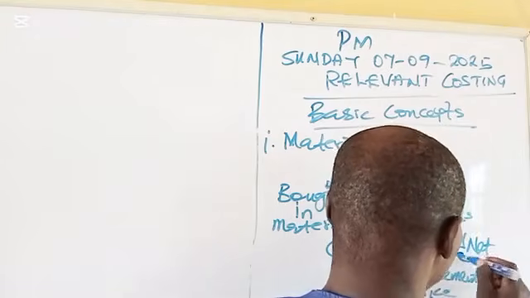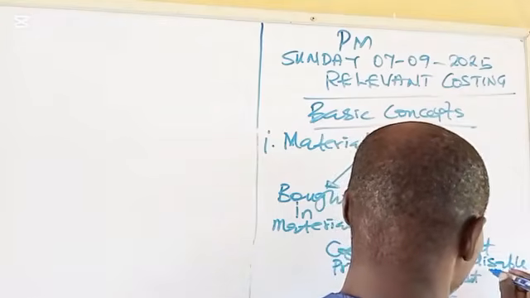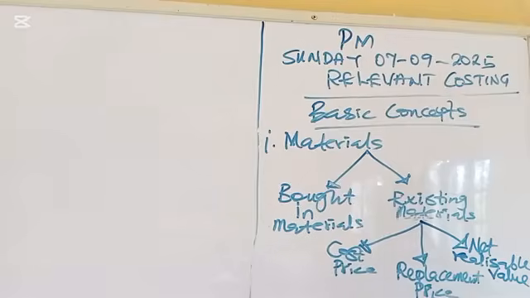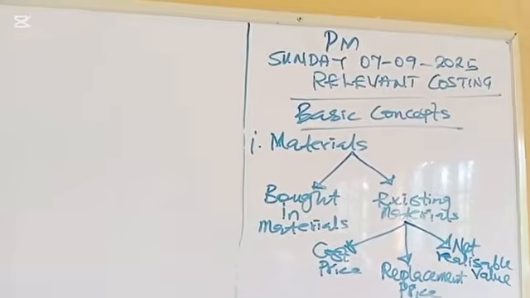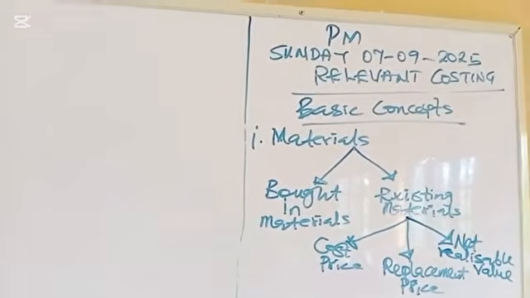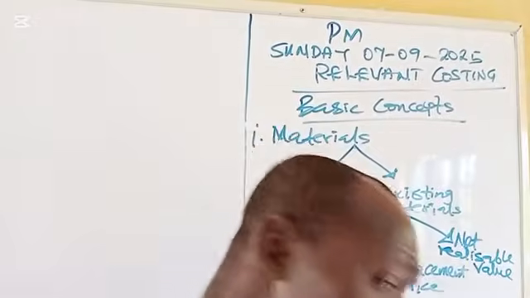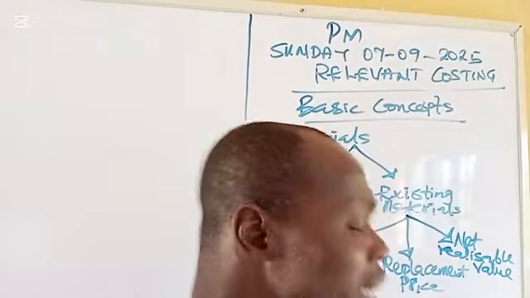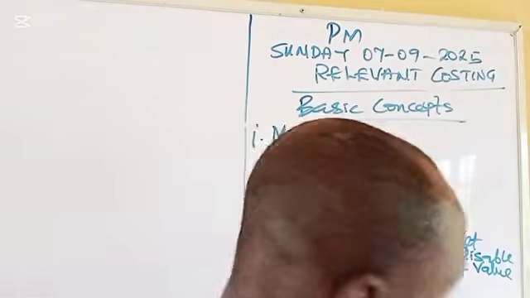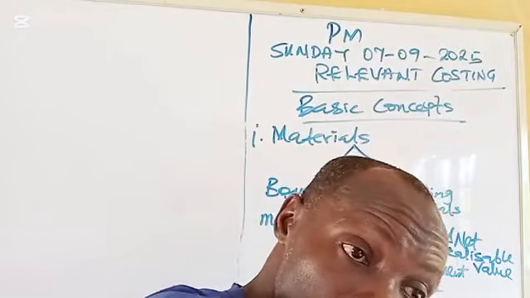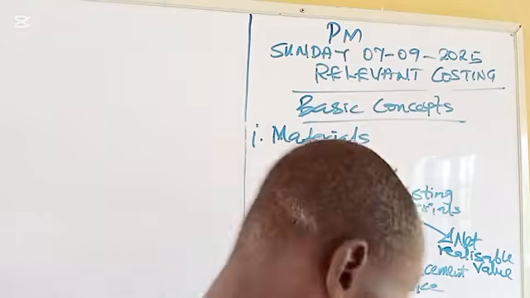Net realizable value. The word realizing is an accounting term which means to sell. And the word net in accounting means minus. Realize means to sell. It means the amount you can sell that existing material for now if you want to sell it. How much will you sell it for?